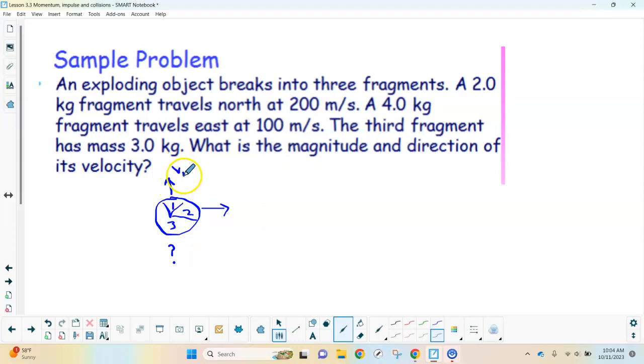So V1 final would go up, V2 final would go to the right, and then we need V3 final. Looking at this, I would expect 3 to go that way. The reason is that before anything starts moving, the total momentum was 0. So this piece is going to go up, so this third piece is going to have a portion going down in the Y. And this one's going to the right, so the third is going to have some going to the left, which would be a negative X. So it's going to go down to the left.